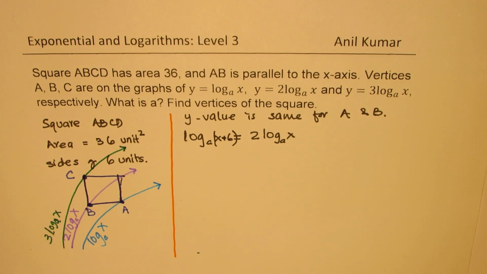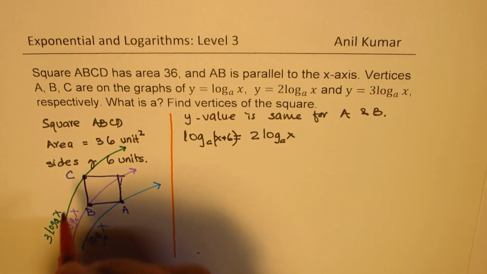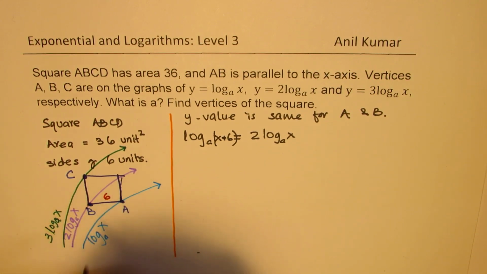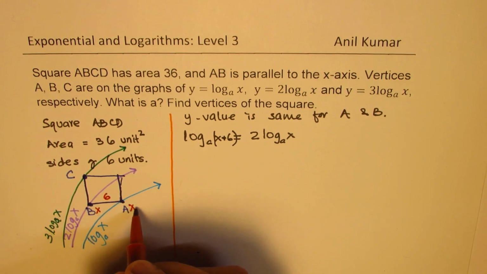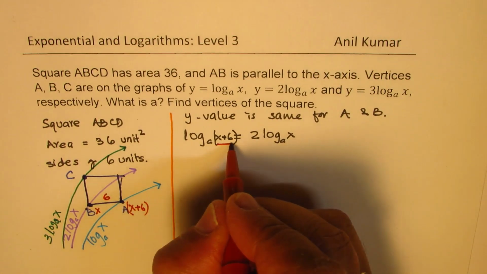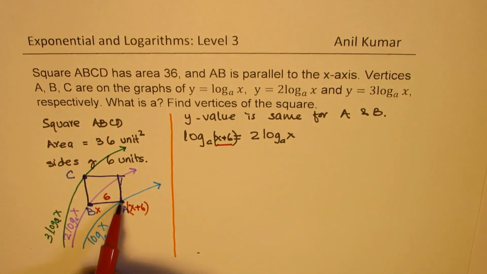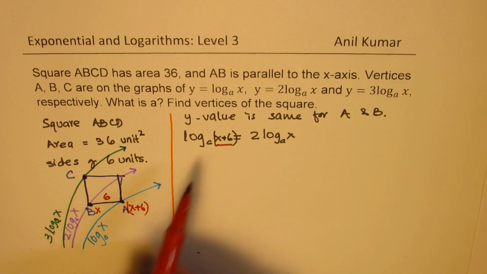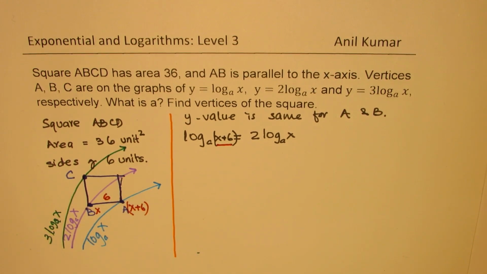So let me rewrite here. AB, the distance is 6. So if I'm using a point x here, then at the other point we have x plus 6. Is that correct? Right. Therefore we put x plus 6 here, the x value, but the y values are the same. Does it make sense to you? So that is how you get your equation.